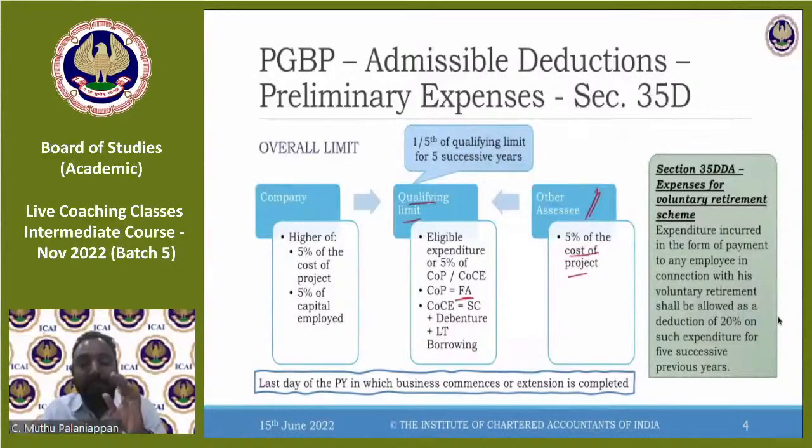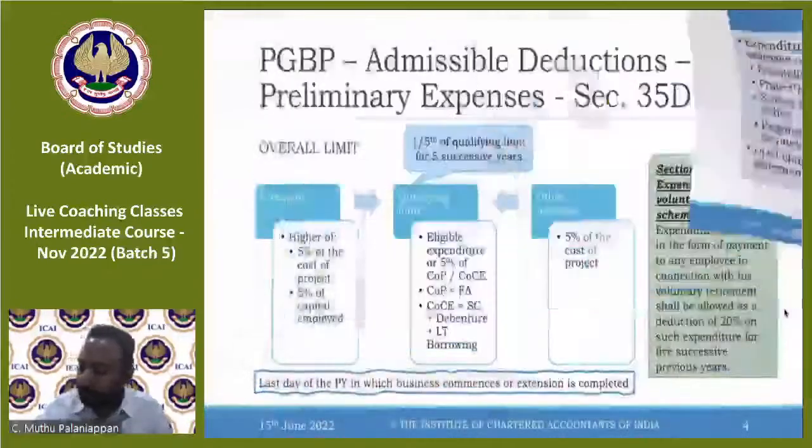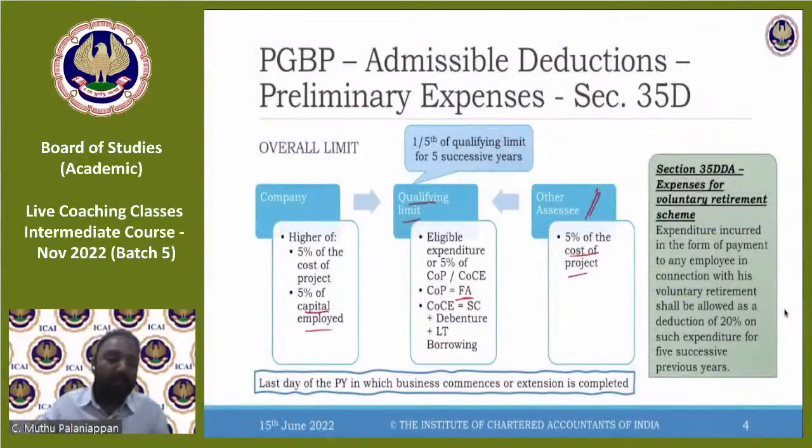So if you are other than a company, your maximum is 5% of cost of project. If your project cost is 1,000, how much is 5%? It is 50, correct? So apart from this, what is it for a company? For a company, it is 5% of cost of project or 5% of capital employed, whichever is higher.